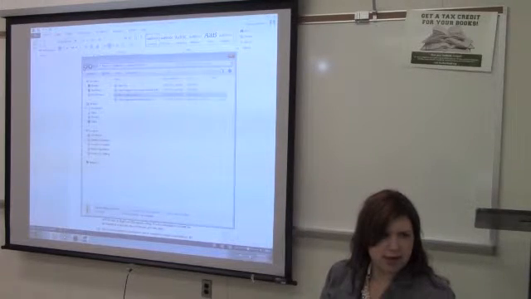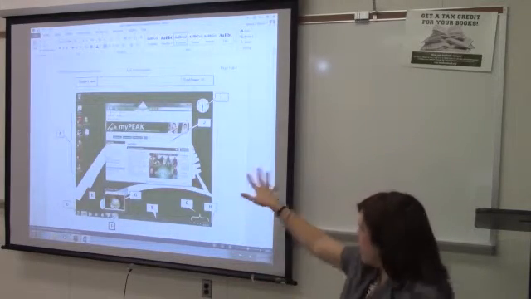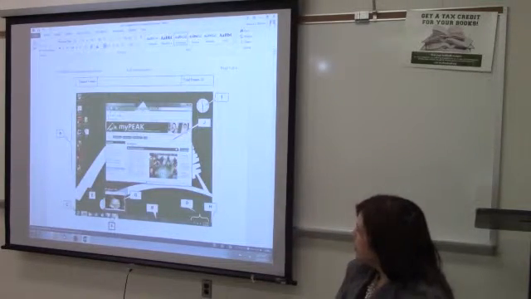Let me go ahead and, that's the old one. Here we go. Here's an example of what the assignment would look like, and there's the picture, and they would have to identify things in that picture.